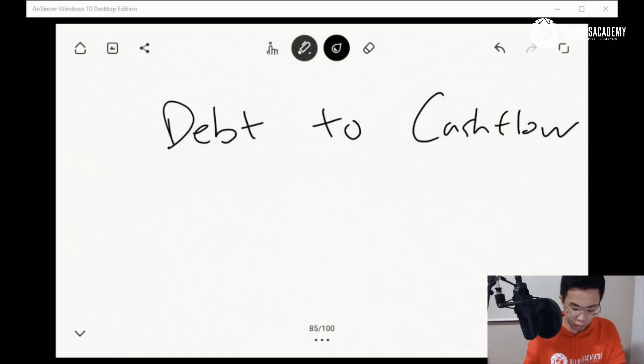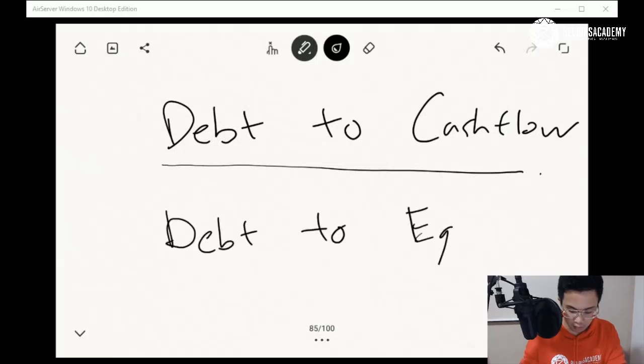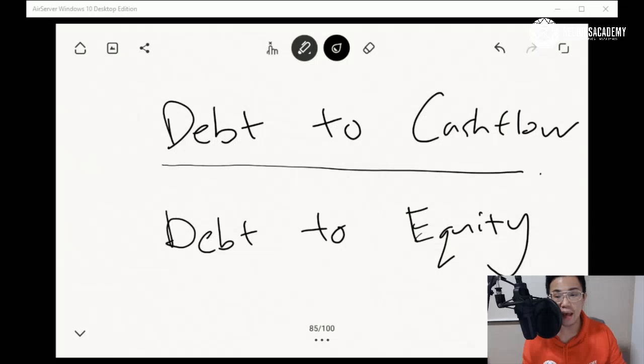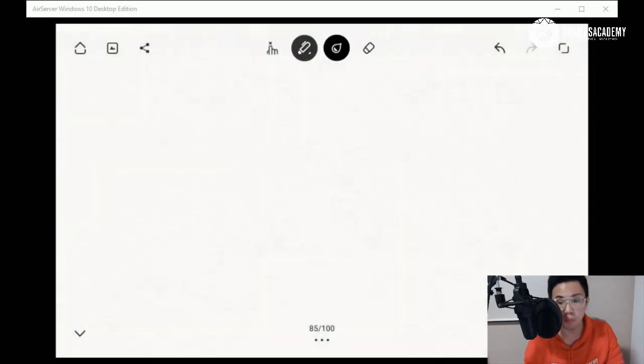Today we're going to talk about this ratio called debt to cash flow. In the last video we talked about debt to equity, but in this video we're going to talk about debt to cash flow. The debt to cash flow ratio is, in my opinion, a more important ratio as compared to debt to equity.